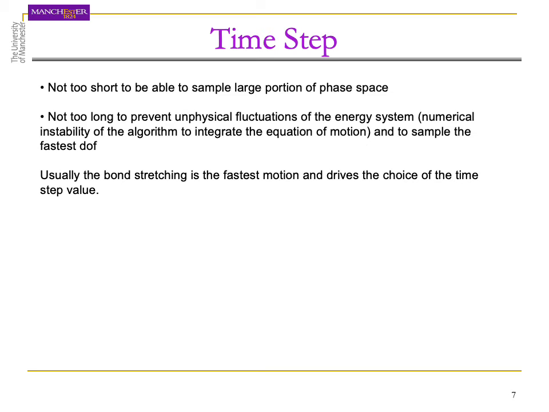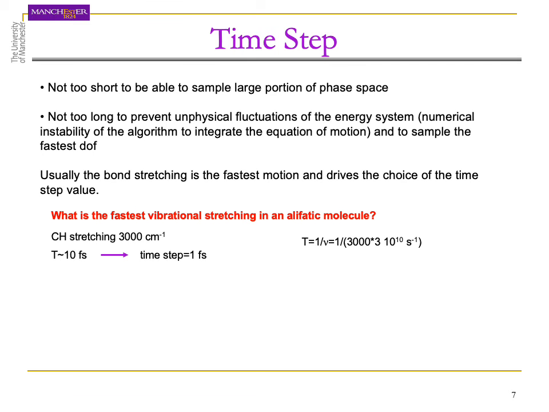How can we decide a good time step for our system? One way to decide a time step is to look at the different degrees of freedom of our system, and look in particular at the fastest degrees of freedom. What do we mean with fast or slow degrees of freedom? Let's say that we have an aliphatic molecule. We calculate the vibrational stretching of this molecule, and from this, we obtain that the vibrational stretching of this molecule has a period of 10 femtoseconds, more or less.